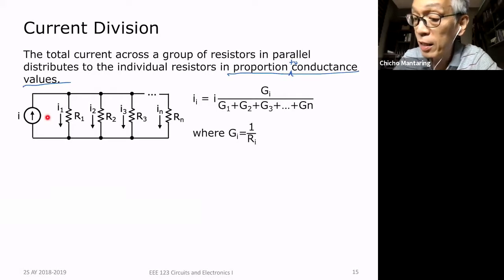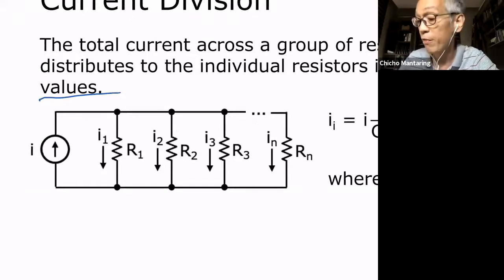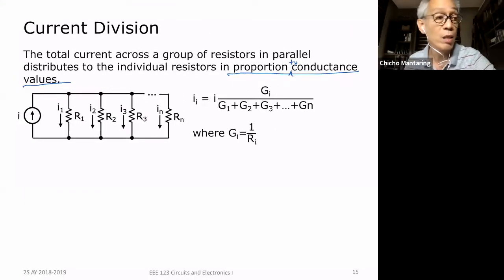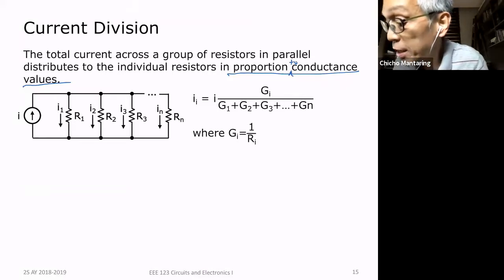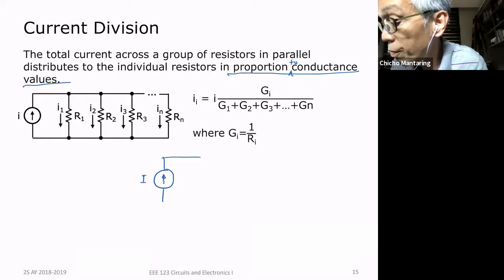So I have this current. I have all these resistors in parallel. Okay. How will this current distribute itself to my different resistors? It will do it in proportion to conductance values. Okay. So if, for example, no, same thing as a voltage divider. Let's say I have two conductances.